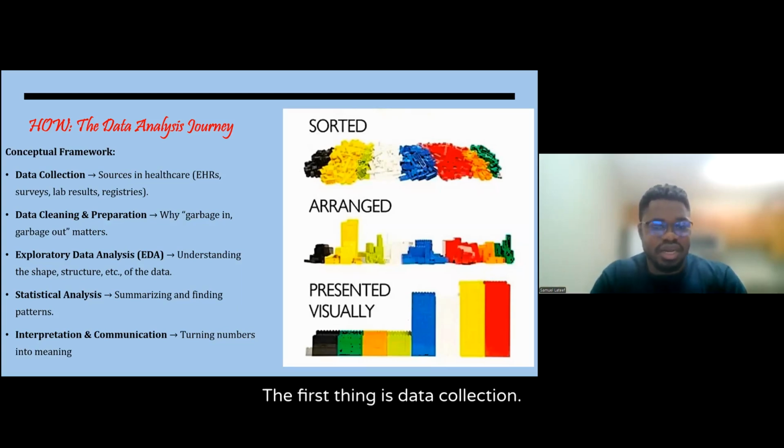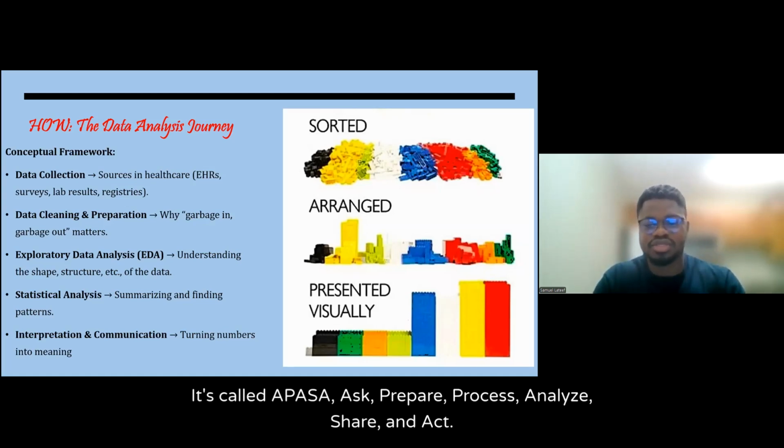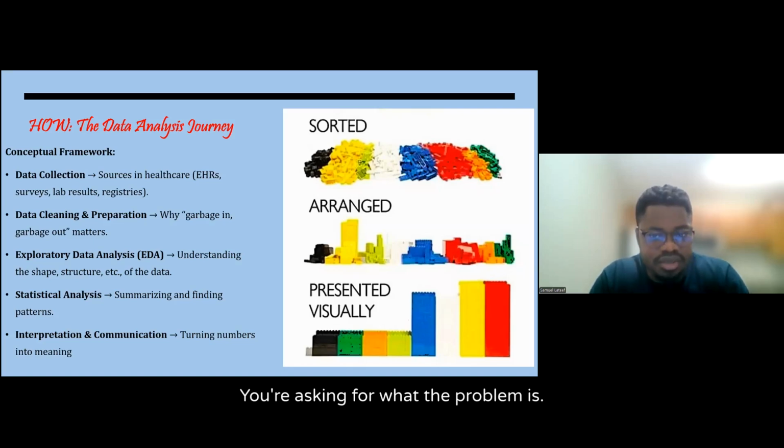The first thing is data collection. Google has a nice model for data analysis. It's called ASAPPA: Ask, Prepare, Process, Analyze, Share, and Act. It's a very interesting model that I use all the time, right? What are you asking? You're asking what the problem is.